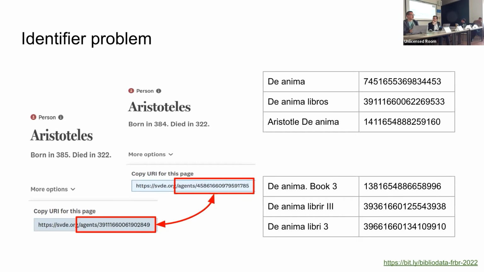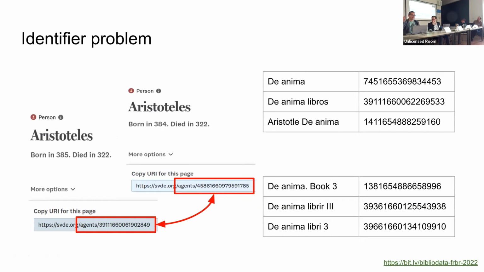If we go not so deep, you can try to search your favorite authors. You can see that there are lots of problems. Like we have multiple Aristoteles, and we can see here that one Aristoteles was born in 385, the other 384. They have different identifiers. However, we might be sure that they are the same person.